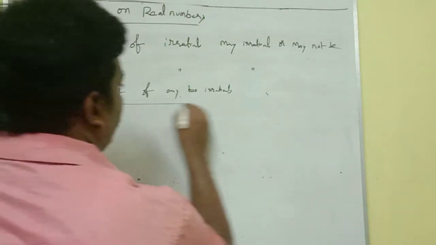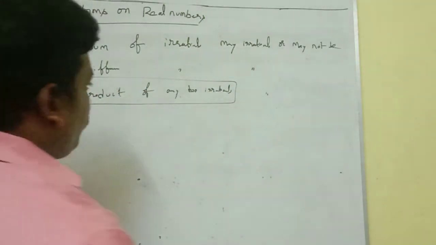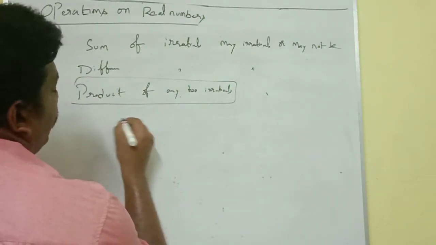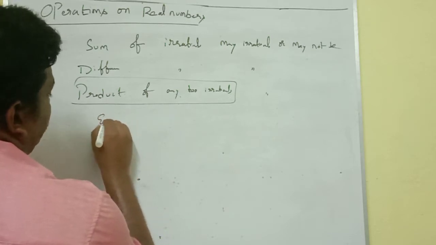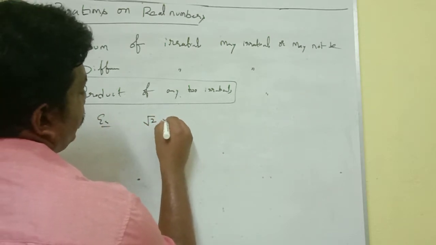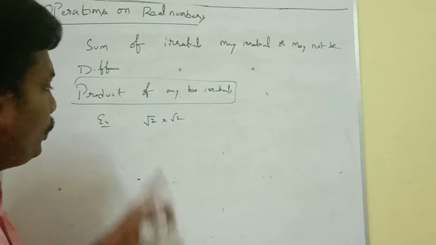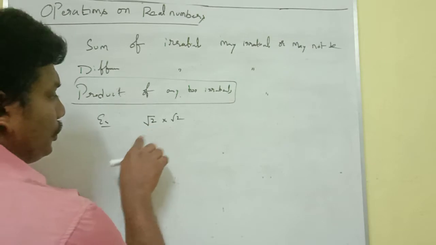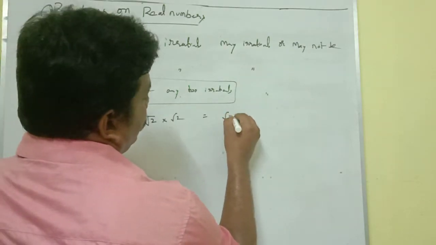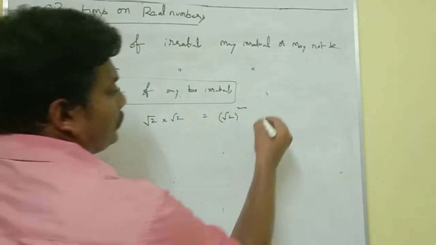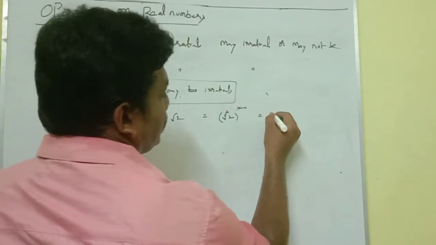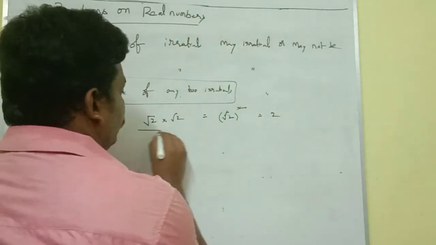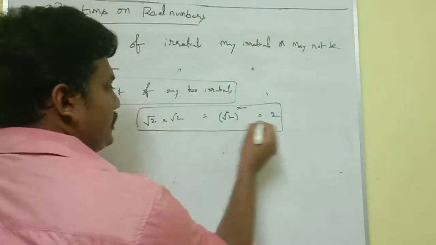Let me consider the product conditions. The product of two irrationals, let me consider an example. Root 2 into root 2. Root 2 is an irrational number, and again root 2 is an irrational number. Root 2 into root 2 can be written as root 2 whole square, in the sense square and root get cancelled, that means 2. So the product of two irrationals is a rational number.